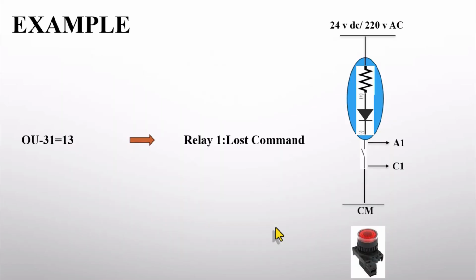But the example we want to work on together in these tutorial videos is that we want to set out 31, which is relay 1 of the inverter, to number 13, meaning that a lost command will trigger a signal lamp. We want to establish a physical connection for this to the A1C1 terminals, so that if the inverter gives a lost command error, this signal lamp will automatically turn on for us. By following the wiring you see in the diagram, let's apply every one of the configuration settings we have learned for the lost command on this H100 inverter, and test out the functionality of this feature together.